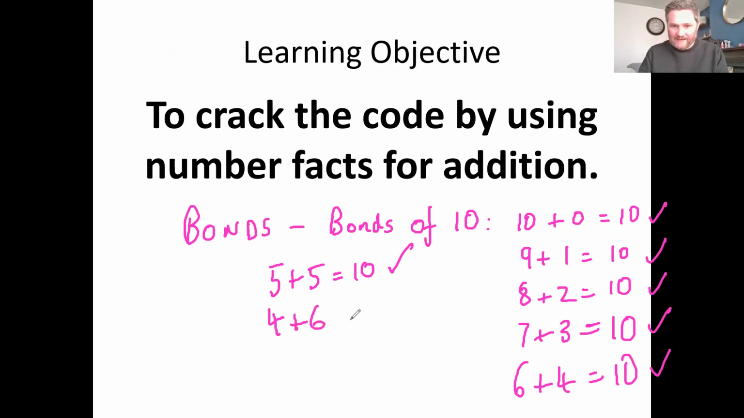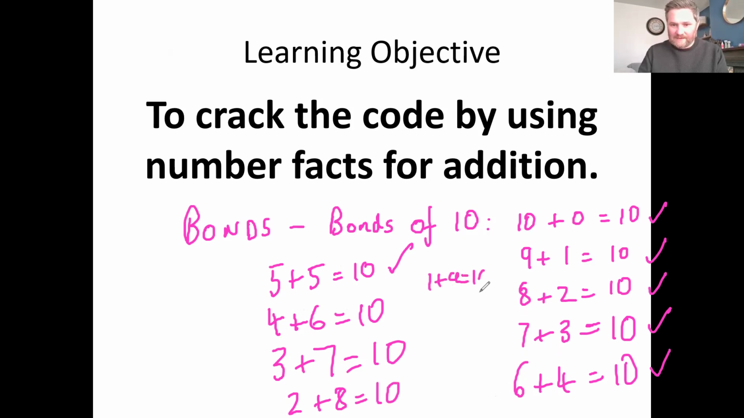So all I'm doing here is switching my numbers around. This one's 3 add 7, and this one's 2 add 8. Oh, I'm too messy. 1 add 9, and then 0 add 10. Right, so that would be all 11 bonds of 10.